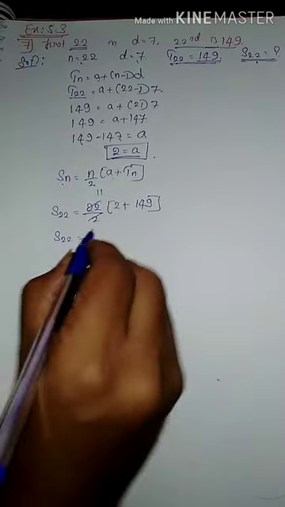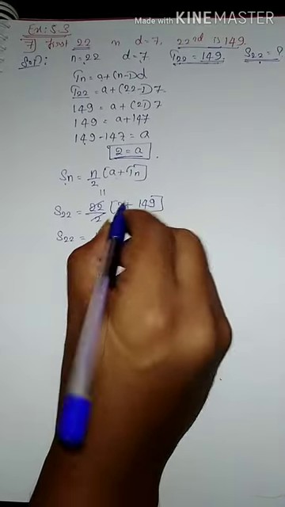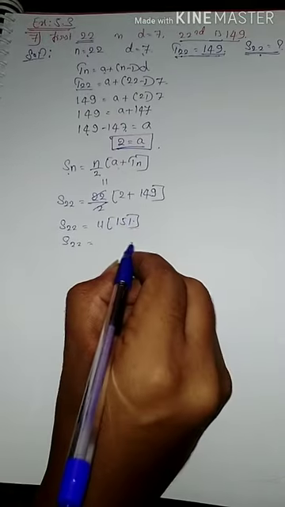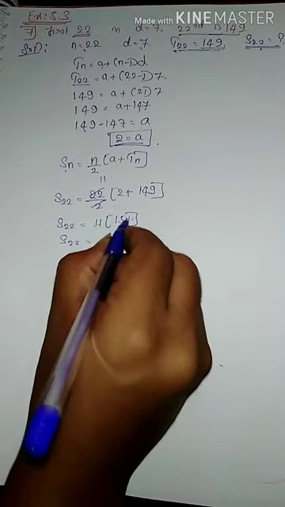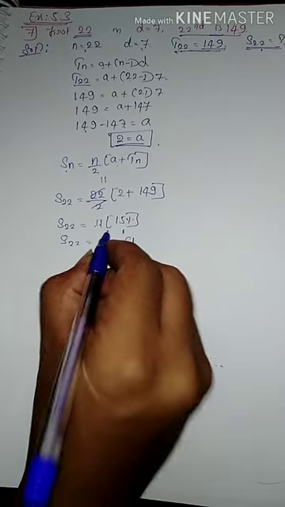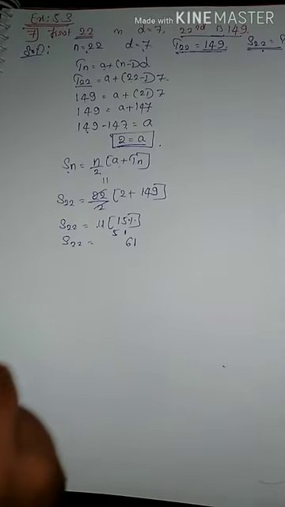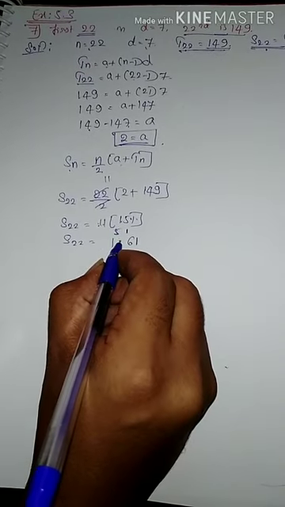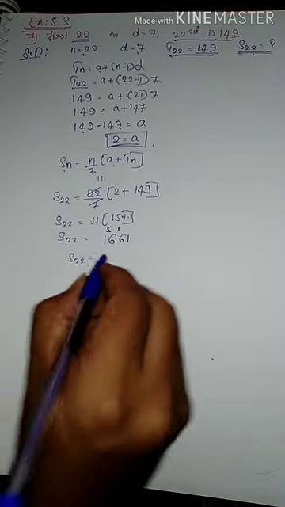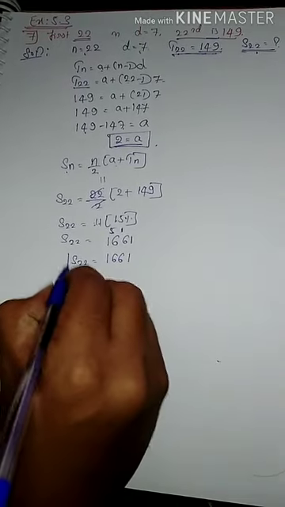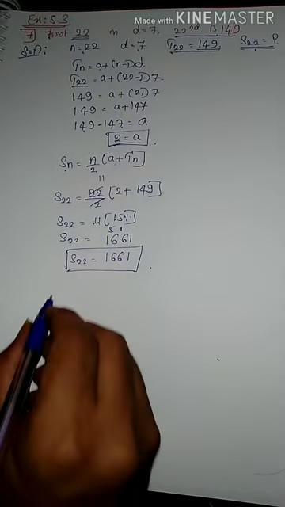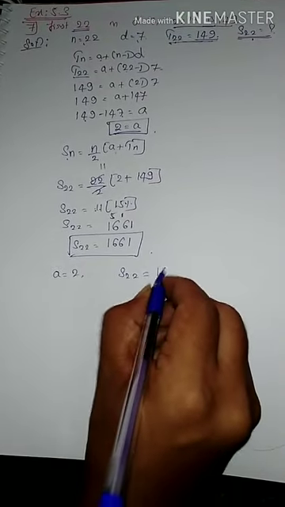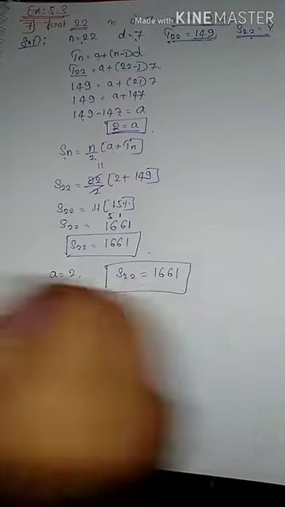So S22 is equal to 11 into (149 plus 2, which is 151). 11 ones are 11. 11 fives are 55 plus 1 is 56. 5 is carry. 11 ones are 11, 11 plus 5 is 16. Therefore S22 is equal to 1661. Hence the first term is 2 and the sum of the first 22 terms of an AP is 1661.